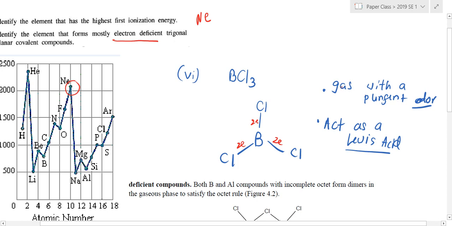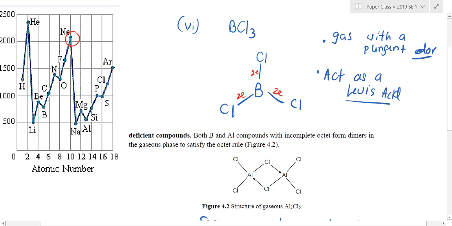It's a gas. AlCl3 is also somewhat gaseous at normal conditions. BCl3 is also like that. And in the resource book, they said that boron and aluminium compounds with incomplete octet form dimers in the gaseous state. They form dimers. In the example, they have given an aluminium compound like this. The chlorine donated one lone pair to aluminium, and here the chlorine donated its lone pair to the aluminium to form this dimer. And they say boron also does that.